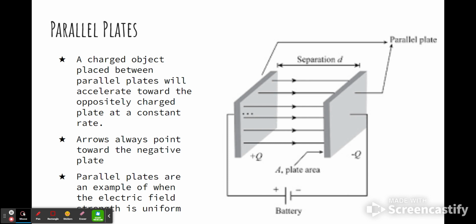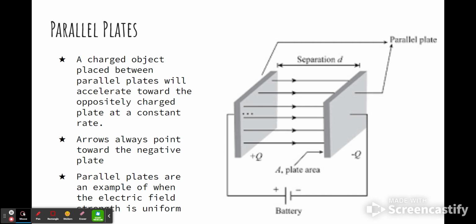So parallel plates. With parallel plates, a charged object placed between them will accelerate towards the oppositely charged plate at a constant rate. This picture shows it as a great example, as it's two plates with a charge in the middle, and they're both parallel to each other, one being positively and one being negatively charged. The arrows are always pointing towards the negative plate, and parallel plates are an example of when the electric field strength is uniform.